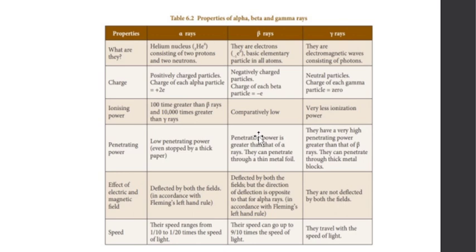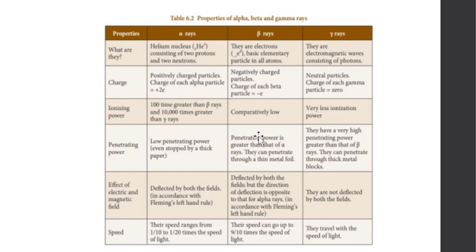The effects of electric and magnetic field: alpha rays are deflected by both fields, that is both electric field and magnetic field. Beta rays are also deflected by both of them, while in the case of gamma rays, they are neither deflected by electric field nor magnetic field because it's neutral.